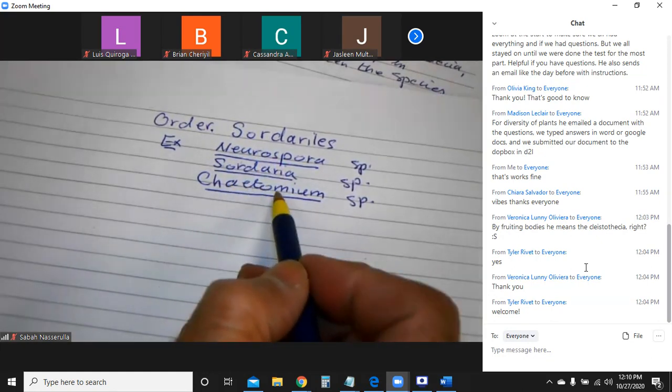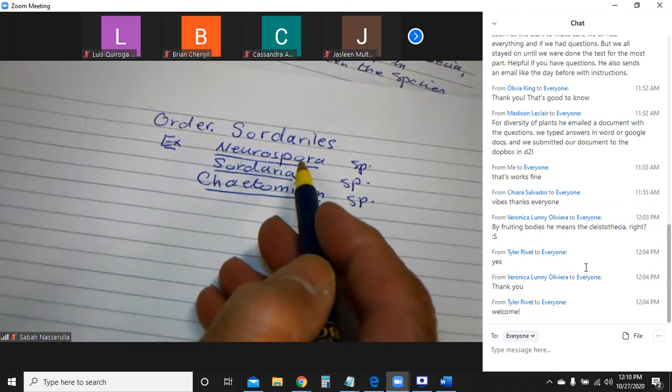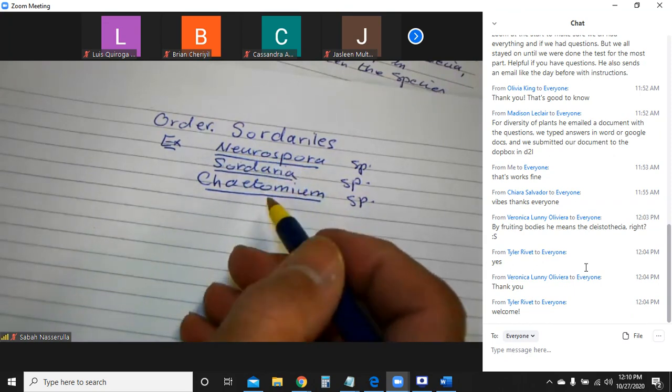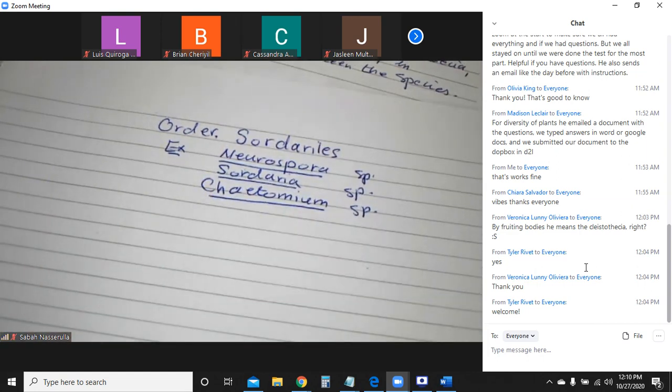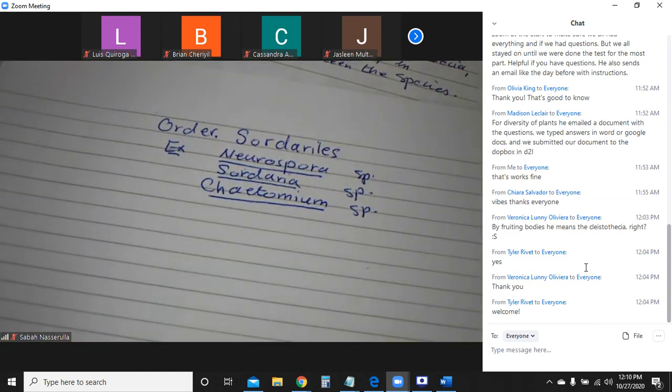But I also want to mention the importance of these, and talk a little bit about Neurospora and Chaetomium. Neurospora, as a matter of fact, is important because of the perithecia and the size of the ascospores, they are used quite a bit mostly in developing the genetics of the fungi.